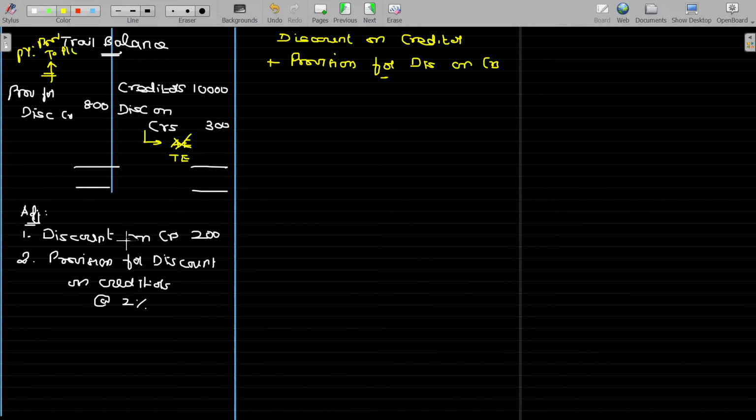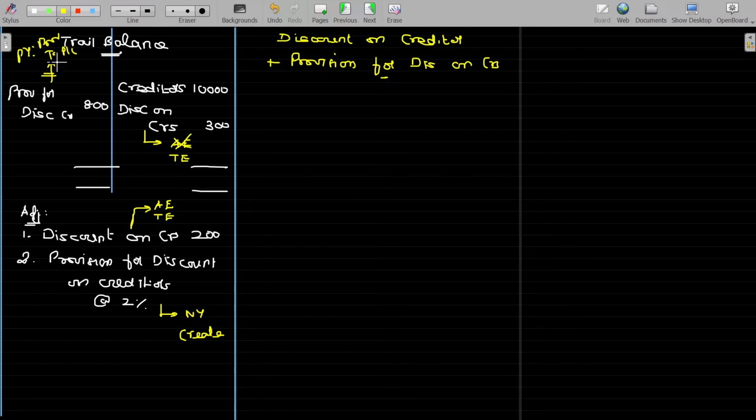In adjustment, if we have the discount on creditors, first of all we have to pass the adjustment entry. After passing the adjustment entry, whatever the discount on creditors is there should be transferred to the P&L account, right? So that will be called as transfer entry. So we have to pass these two entries. And the provision for discount on creditors given in this adjustment is meant for the next year. So we have to create it.